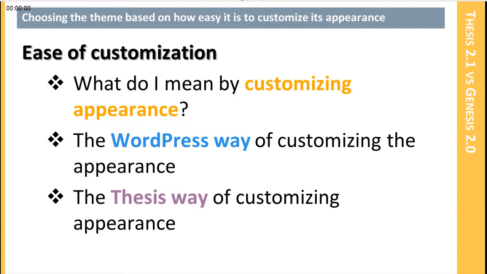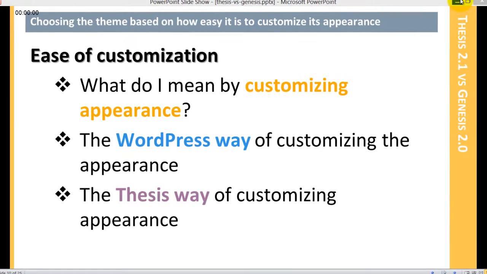Changing the order and arrangement of design elements, for example, putting the menu above or below the header, putting two menus side by side, moving main elements around a little bit on the page. That's what I mean by customizing the appearance. There is a WordPress way for customizing the appearance of a site. And the first aspect of that is the child theme design options.